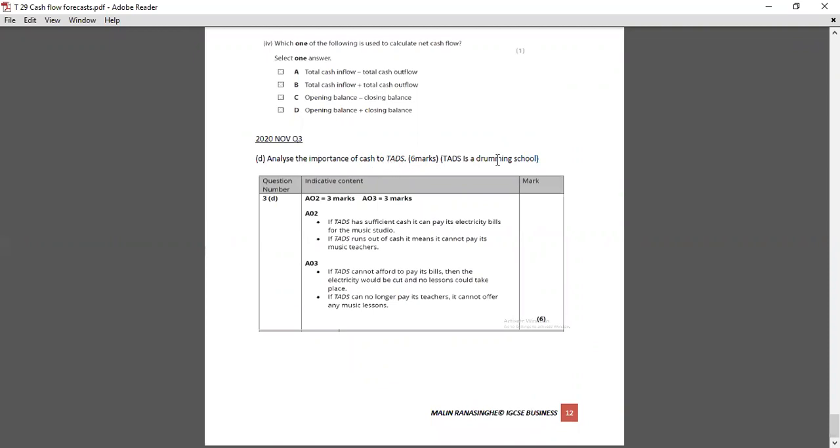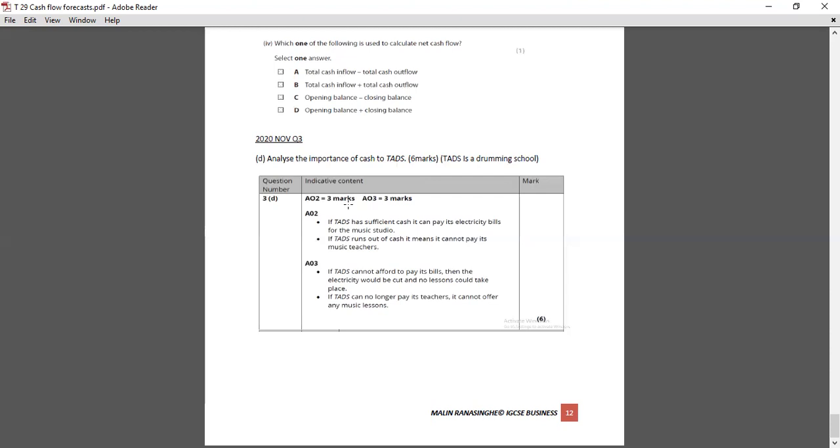TADS is a drumming school, right? They're asking about the importance of cash. For a drumming school, what are the expenses? You can see, yes, this is the answer. You can see 3 marks for the AO2 application and 3 marks for the analysis.